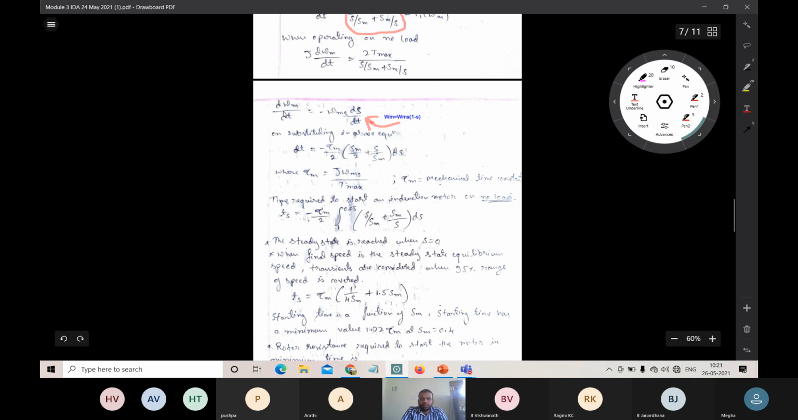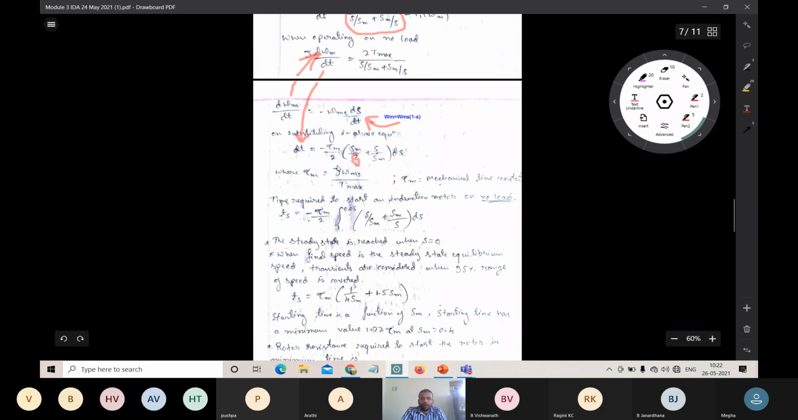In place of d omega m, in this place we have to take this d omega m. I am just taking this d omega m into this equation. Then dt is equal to minus tau m by 2, s by sm plus sm by s, into ds.